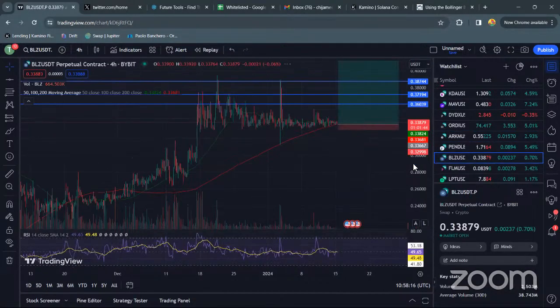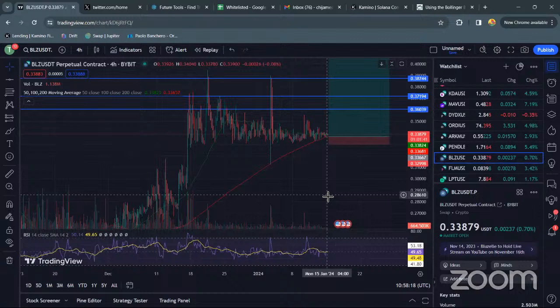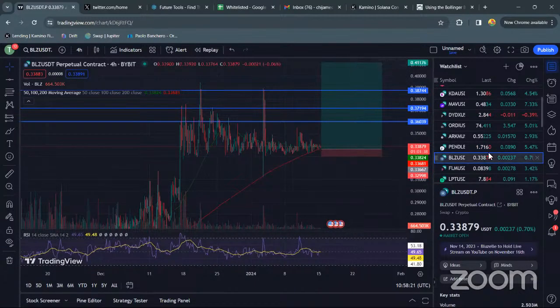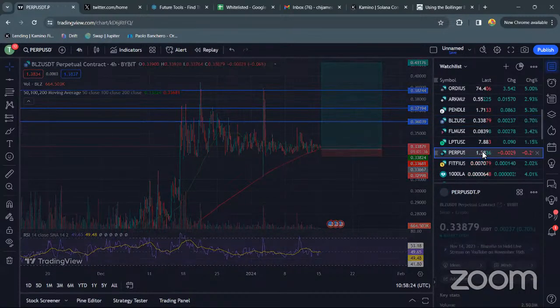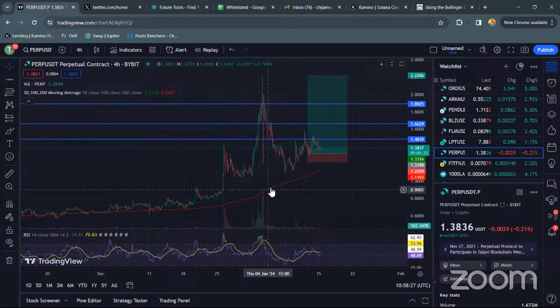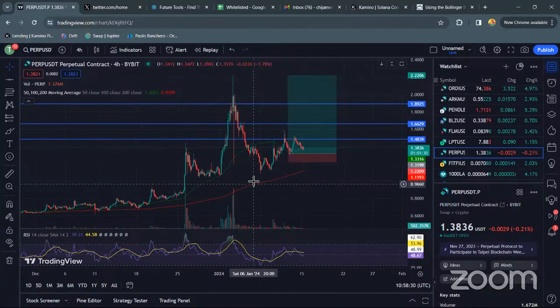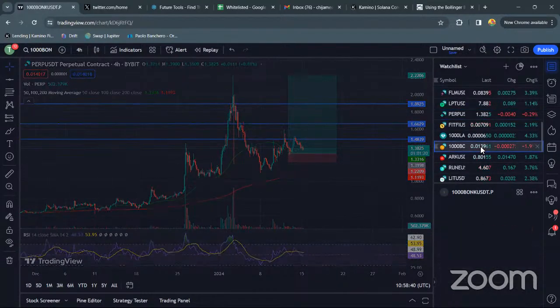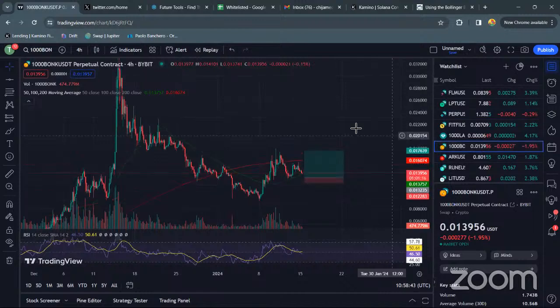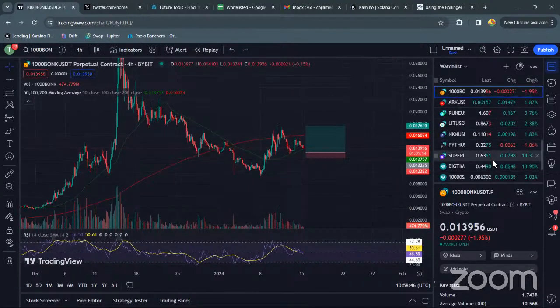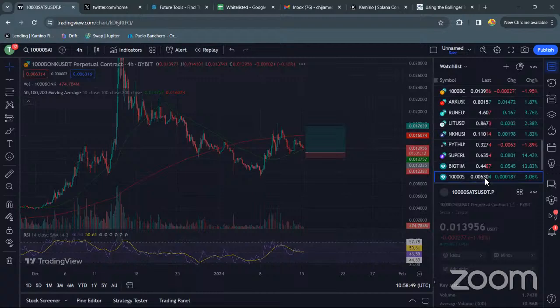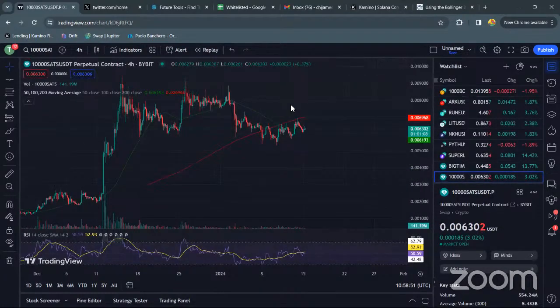BLZ looks bullish, potentially very bullish. PEP, very bullish, right? Once you see an asset and all you're seeing is higher lows, higher lows, higher highs, higher highs, you just know that it's bullish. So yeah, BONK, something to keep an eye on, something to hold on spot. And SATS as well. So these are really the things I'm looking at.